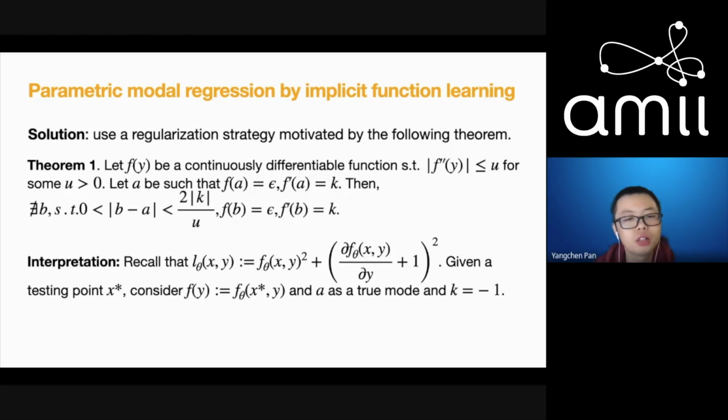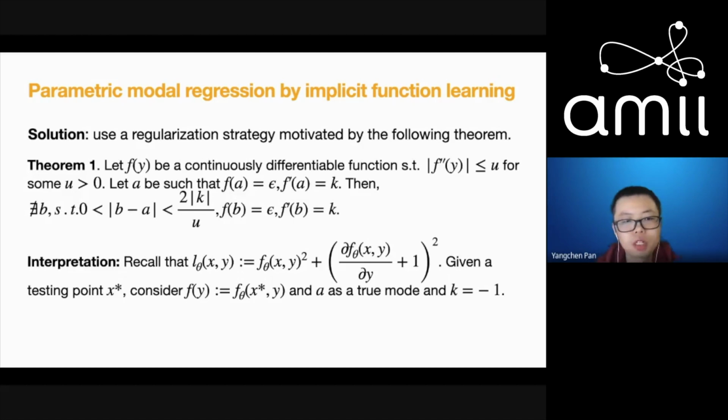And then we can consider the point A in Theorem 1 as a true mode, and the slope k equal to -1. So we expect that the point A achieves the minimum loss. This theorem then says that there does not exist another point which is close to A, and that point has the same function value and the same slope k. This means that there does not exist another point close to A which can be a spurious mode.